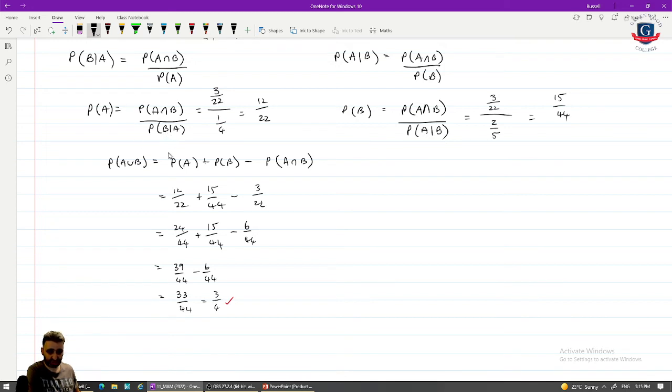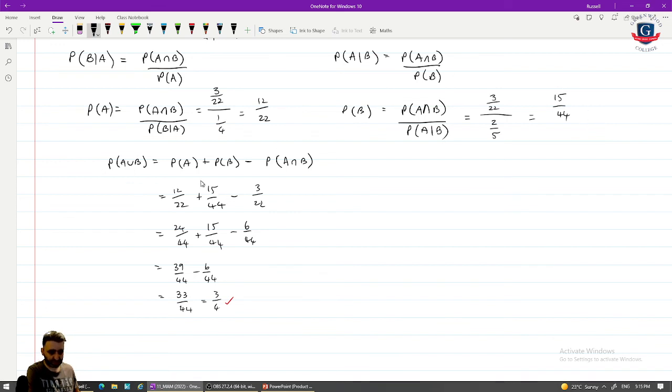Now, since we've got both of these in the problem, we can substitute them into the equation, solve for it, and we get 12 over 22. Just remember, if you're dividing by a fraction, multiply by the reciprocal. Similarly for PB, find the intersection, divide by PA given B, just rearranging this equation here, substitute the values, multiply by the reciprocal, you'll get this answer.